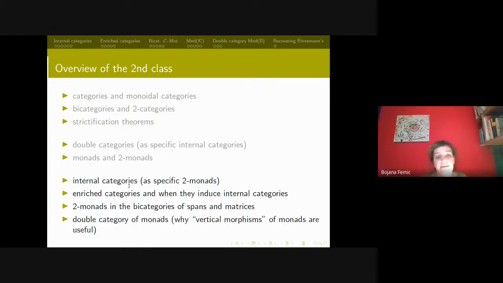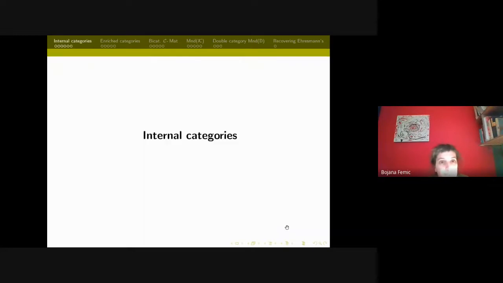We will define them as specific monads. This is by Ehresmann's student Bénabou. Then we will see enriched categories and when they induce internal categories. We will see monads in the bicategories of spans and matrices. And finally, the double category of monads, and I will show you why vertical morphisms of monads are useful.